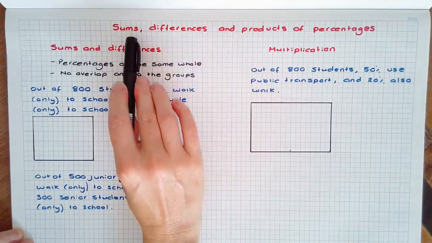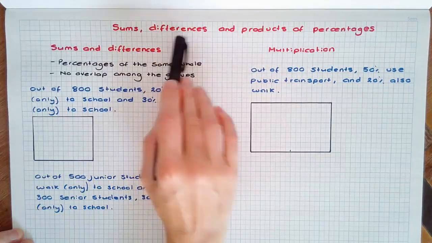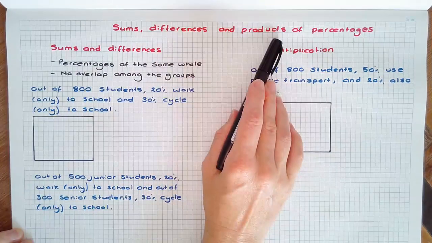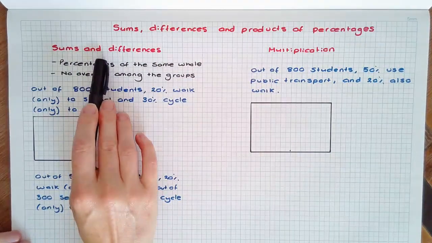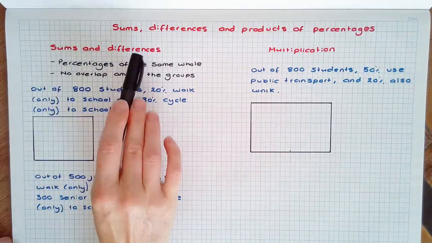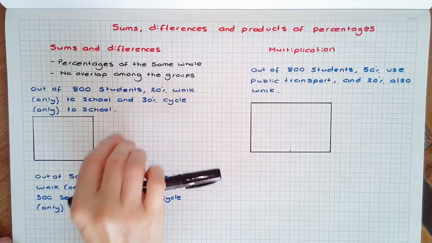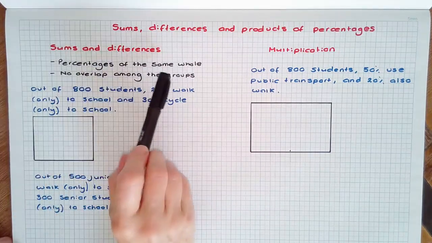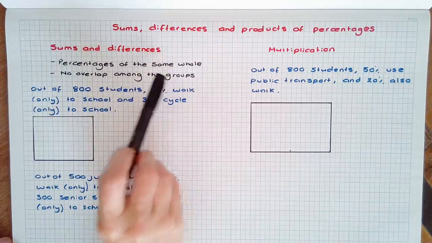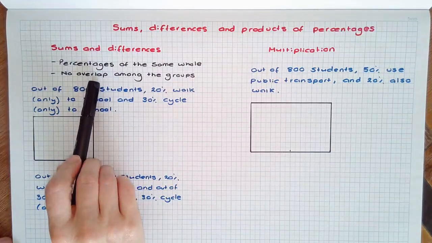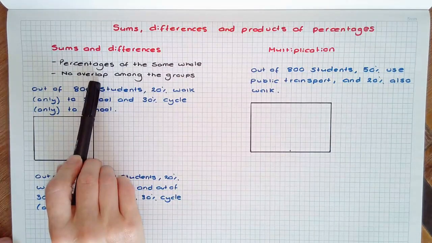In this video, we're going to have a look at sums, differences, and products of percentages. Sums and differences of percentages. In order to be able to add and subtract percentages, two conditions must be satisfied. The percentages must be of the same whole, and you cannot have any overlap among the groups being considered.